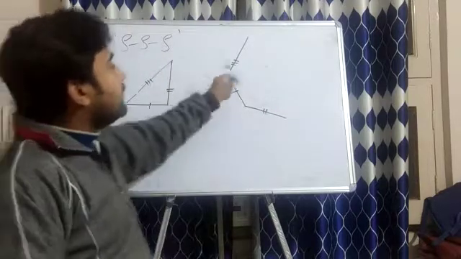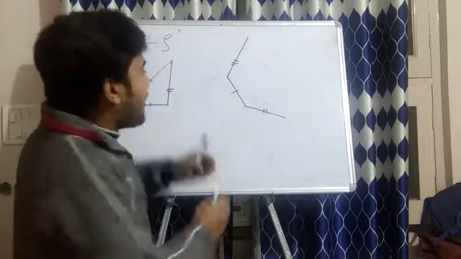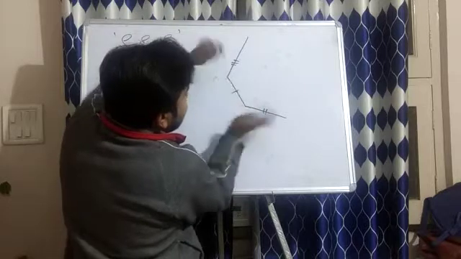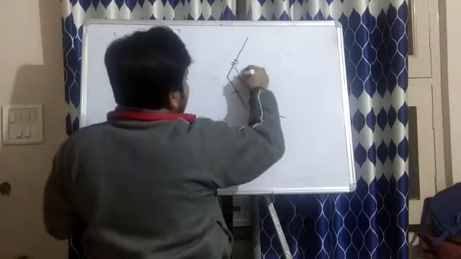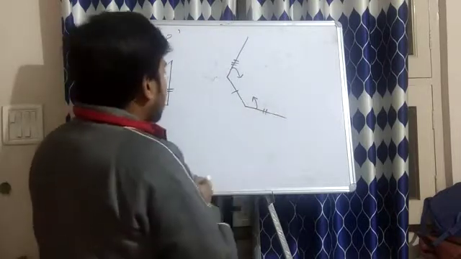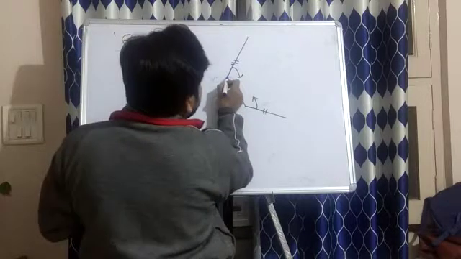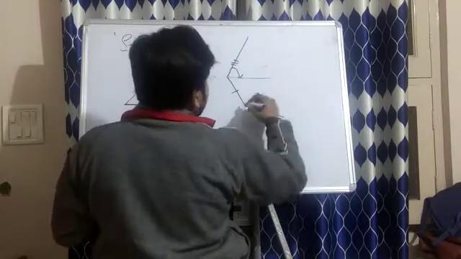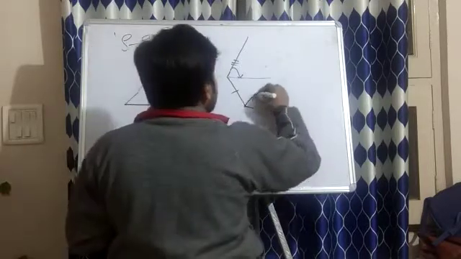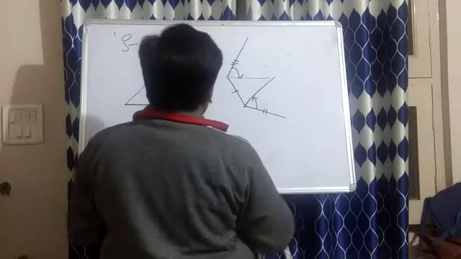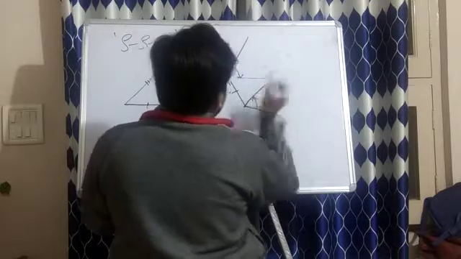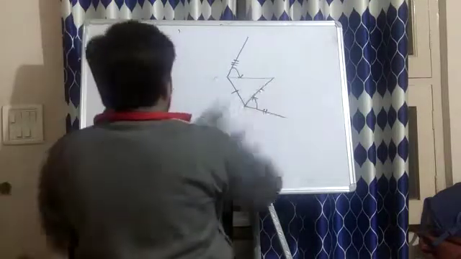Now the only way to make this figure into a triangle is to rotate these two sides around these two points. So if you rotate this one clockwise and rotate this side anti-clockwise, they will look something like this. Now this is 2 and this is 3.